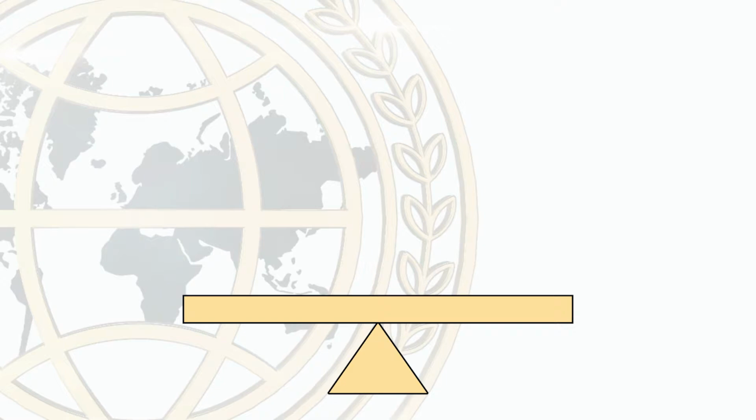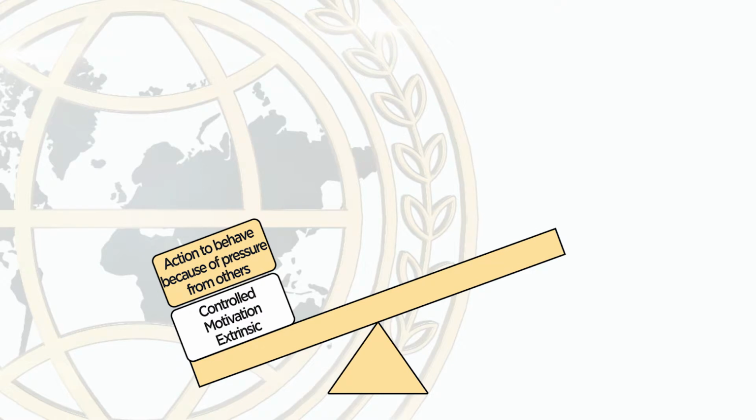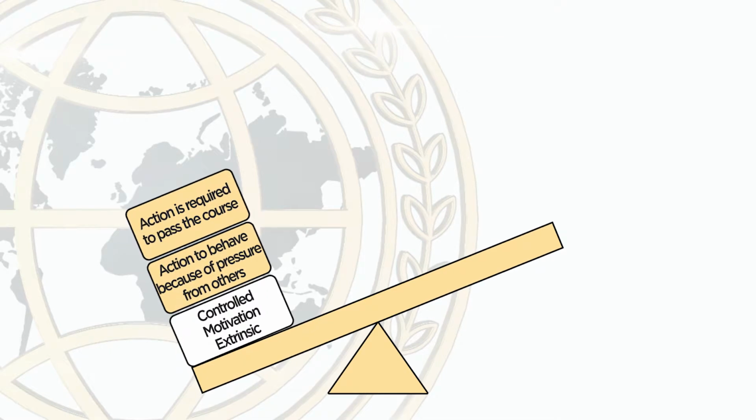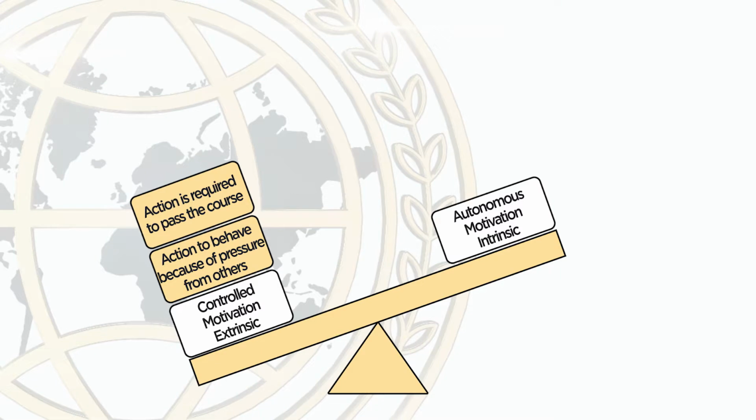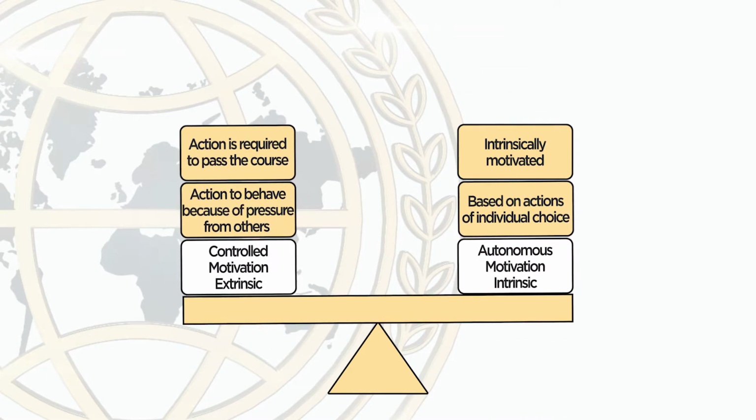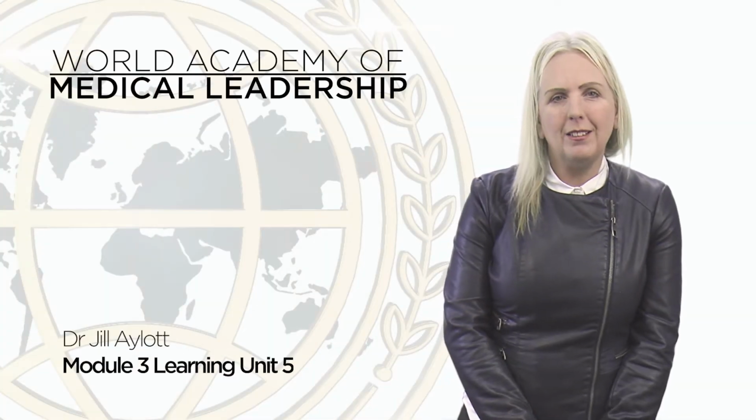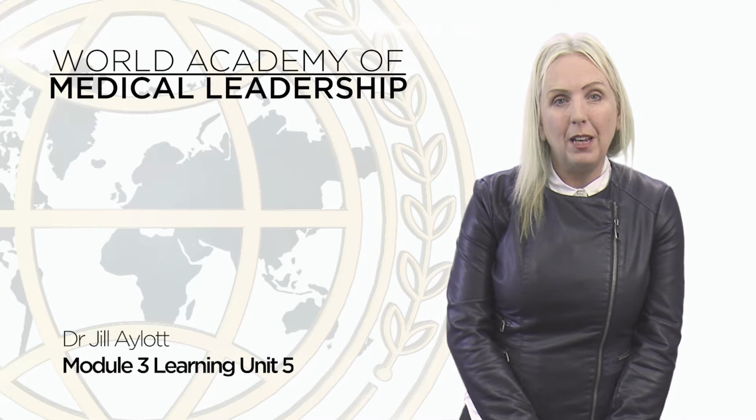Controlled motivation is extrinsic motivation, where action to behave is because of the pressure applied from others. It's recognized that action is required to pass a course or to go through a stage of a training program. The opposite of this is autonomous motivation, which is intrinsic motivation. This is based on actions of individual choice, where people are intrinsically motivated, and this will result in personal growth.